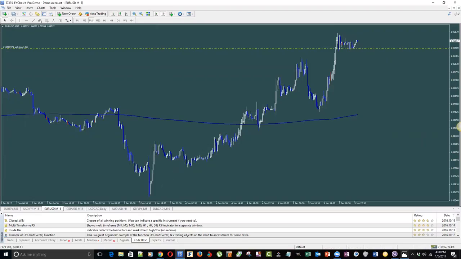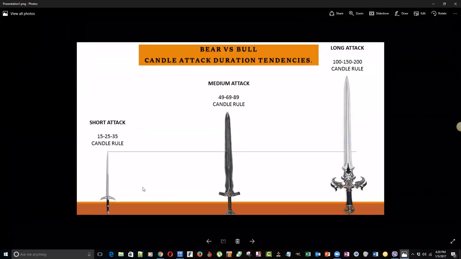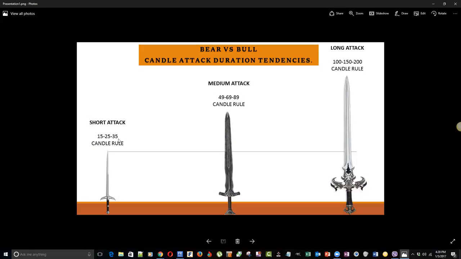Now, I have a certain rule that the market has basically taught me, and it tells me that short attacks are 15, 25, 35 candles. Medium attacks are 49, 69, and 89 candles. And long attacks are 100, 150 to 200 candles. Now, what does that mean? It means that the longer the attack, the higher the degree of exhaustion is to occur as a result of that attack, which means that a reversal has a higher degree the stronger the attack.